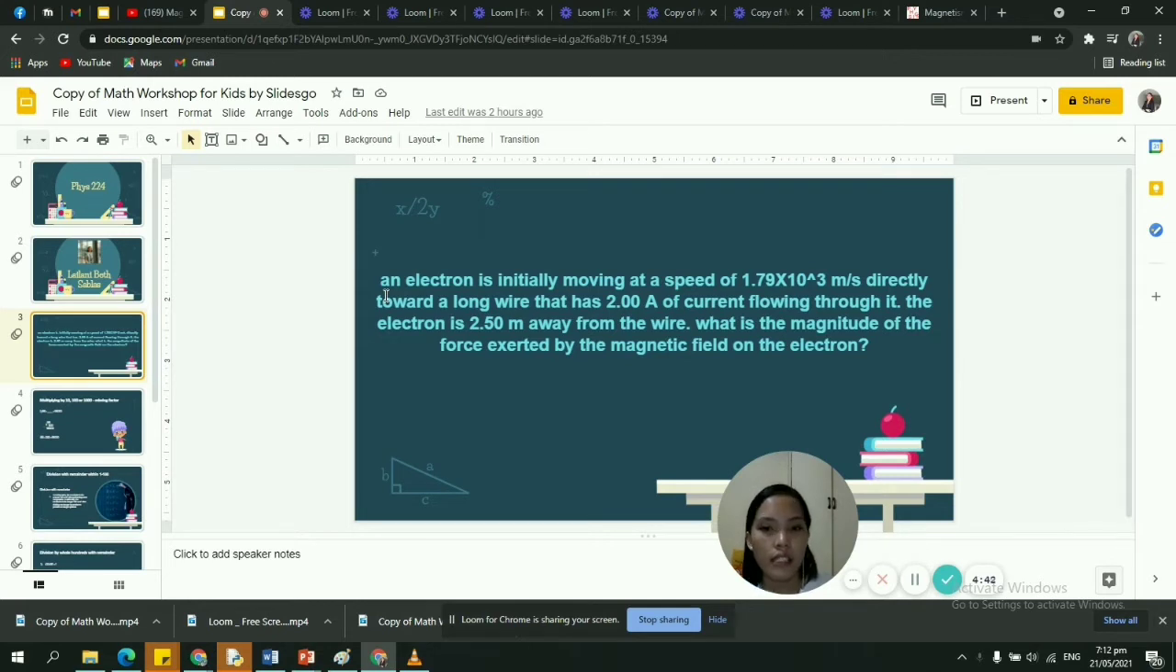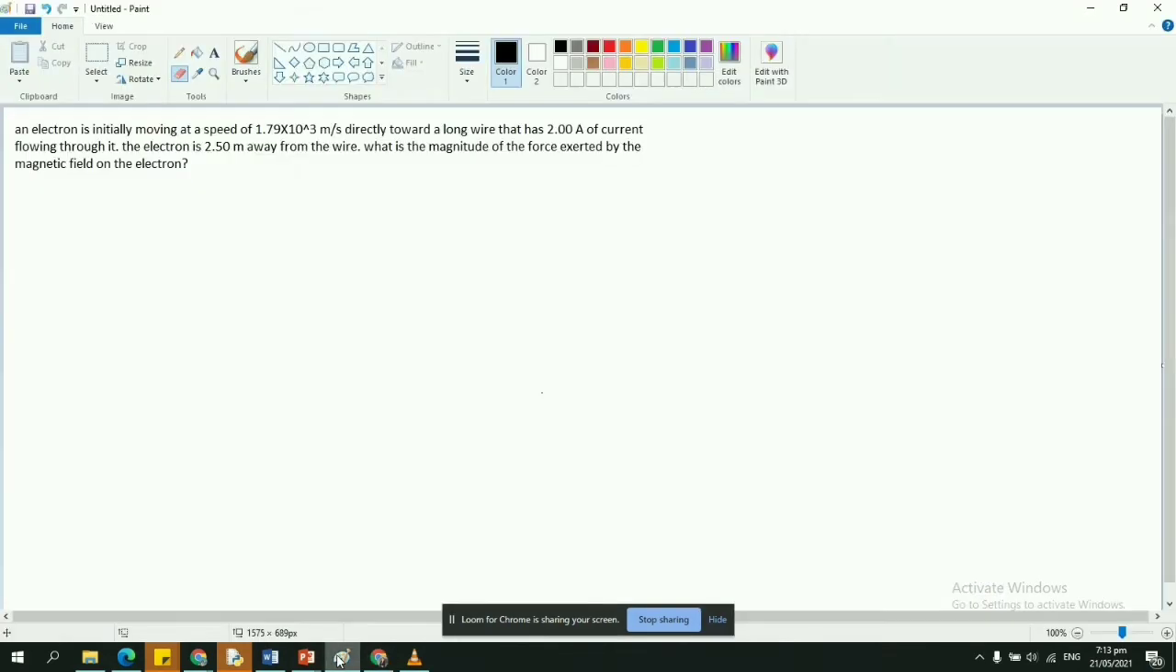An electron is initially moving at a speed of 1.79 times 10 to the third meter per second directly toward a long wire that has 2 ampere of current flowing through it. The electron is 2.5 meters away from the wire. What is the magnitude of the force exerted by the magnetic field on the electron?